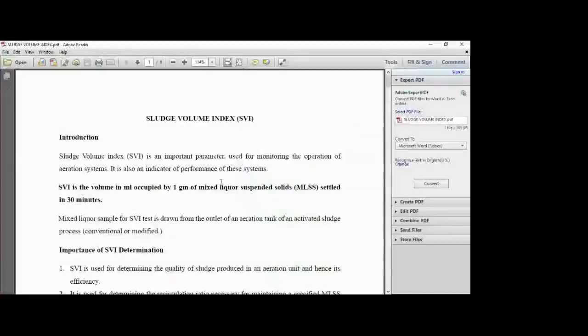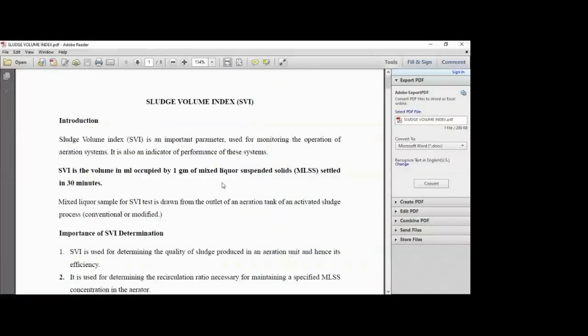Let's start with the important concept of sludge volume index. Now this is one of the best and very short experiments related to the performance indicator of STP. And this is the experiment whose questions will mostly be asked in your examination, right? In oral examination, right?